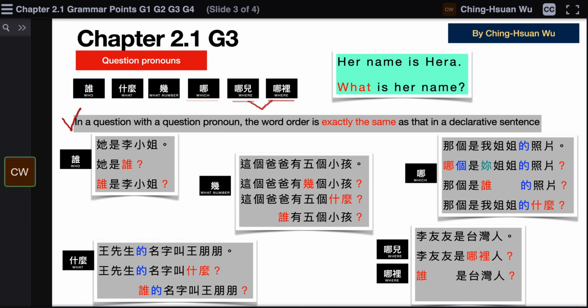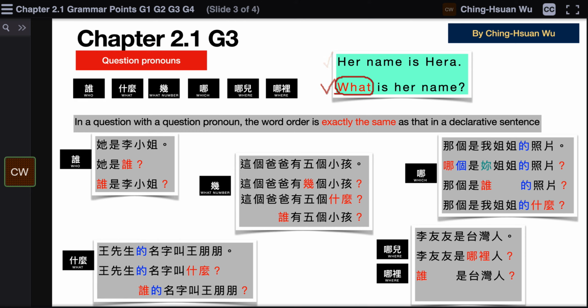In a question with a question pronoun in Chinese, the word order is exactly the same as that in a declarative sentence. Do you remember what a declarative sentence is? It means a sentence that ends with a period. Let's take a look at how it works in English. This one. Her name is Hera. If you want to ask what her name is, then you will say, what is her name? What is your question pronoun?